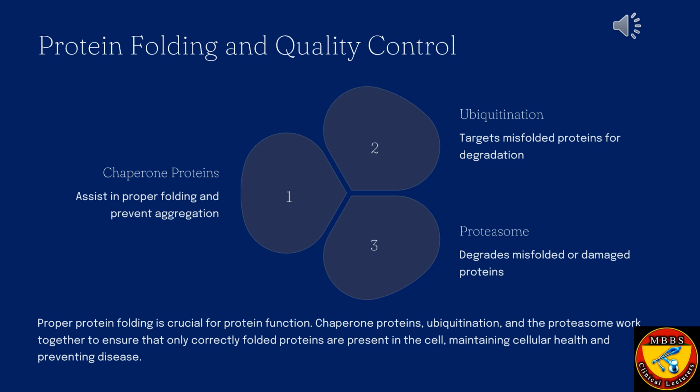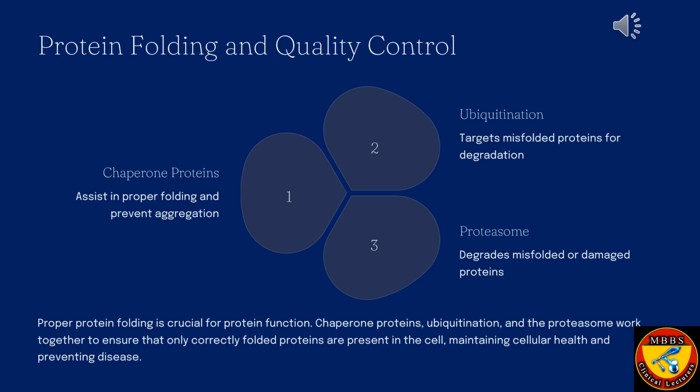Protein folding process. 1. Translation. The polypeptide chain is synthesized. 2. Folding. The chain folds into its native conformation, often with the help of chaperone proteins. 3. Quality control. Cellular mechanisms check for correct folding and function.